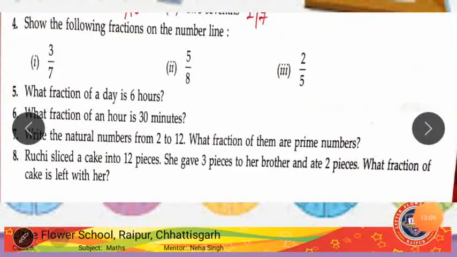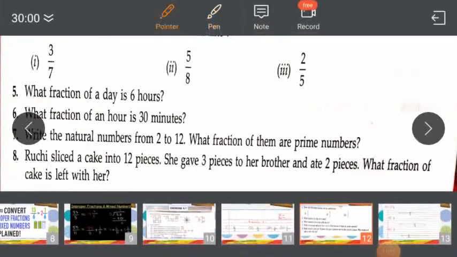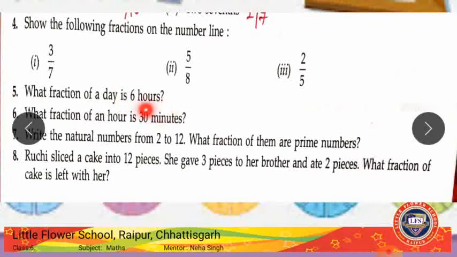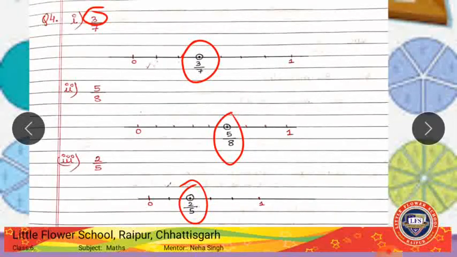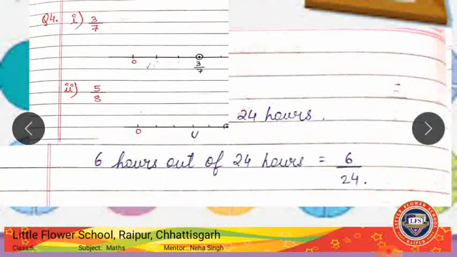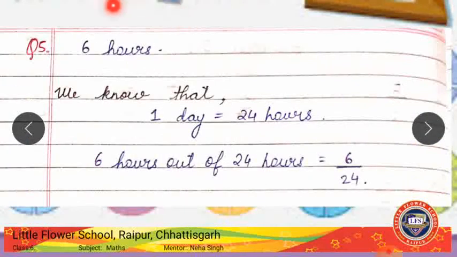Moving on to the fifth question. What fraction of a day is 6 hours? See, the fifth and sixth questions are the same. Let us see how we are going to solve. We need to find what fraction of a day is 6 hours, right? Now we know that in one day we have 24 hours.